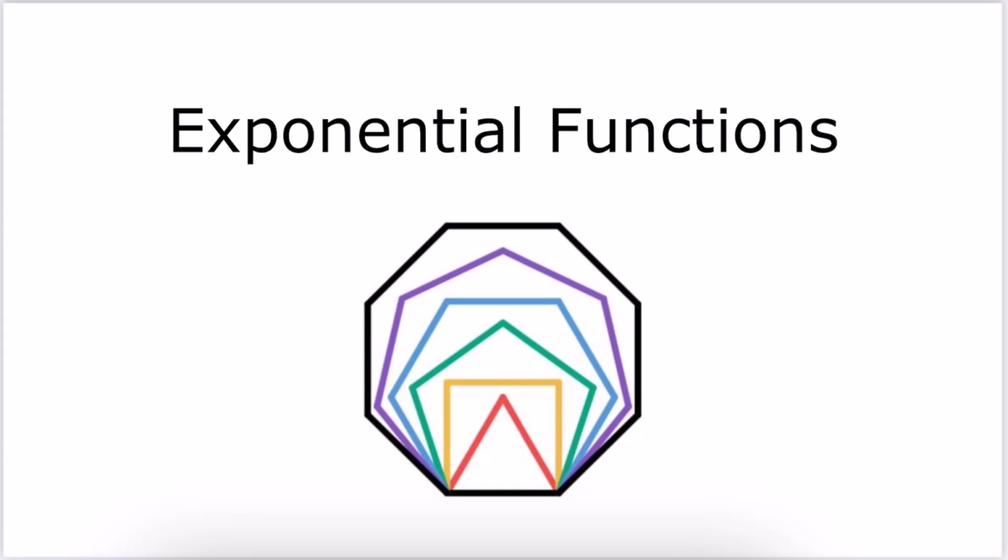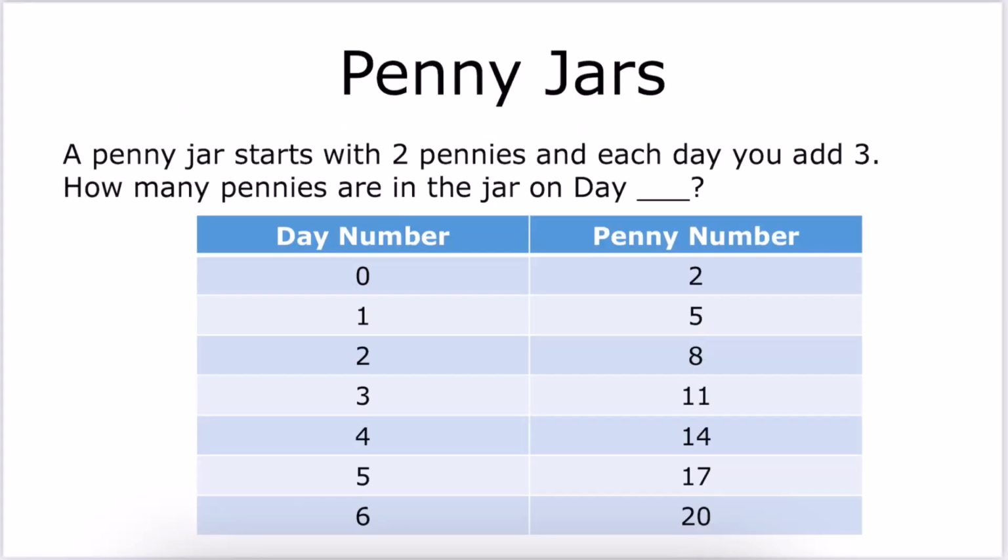Hi everybody, in this video we're going to talk about exponential functions, and I'm going to introduce them in the context of comparing them to linear functions. So in a linear function, the pattern is a consistent either addition or subtraction pattern. So in this penny jar example where you start with 2 pennies and on each day you add 3, the function that represents this situation would be a linear function because you're consistently adding 3.